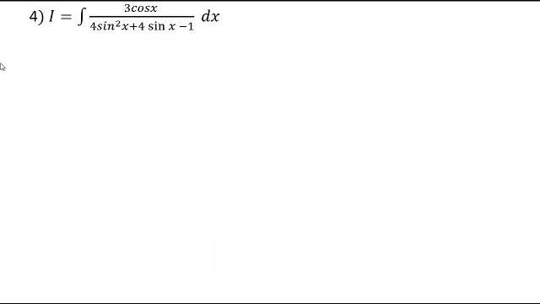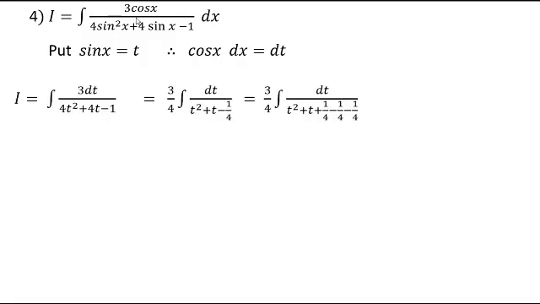Now this is a trigonometric sum, but I can convert this into linear upon quadratic by making a simple substitution. Can you guess the substitution? Yes, sin x is equal to t. Derivative of sin x is cos x. So we simply put sin x is equal to t, and this cos x dx becomes dt. So our integral will change into 3 dt upon 4t square plus 4t minus 1.